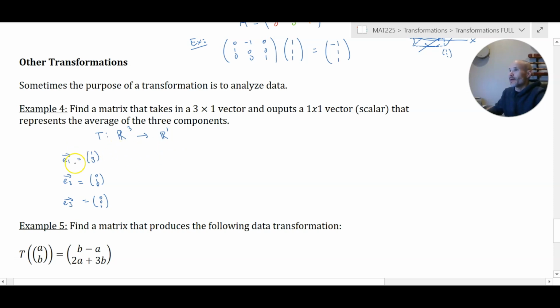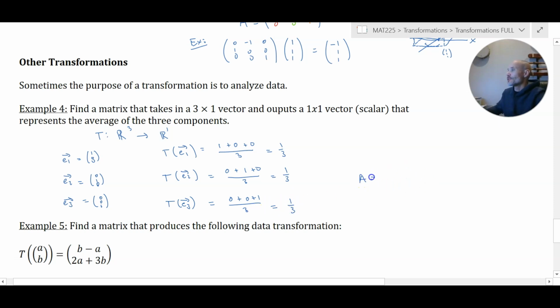Now we have to think about what these become under the transformation. If you transform E1, what are you doing to it? Well, you're producing the average of the 3 components. So the average of 1, 0, 0 would be 1 plus 0 plus 0 over 3, which is 1/3. Now, to do E2, believe it or not, it's still going to be the same answer. It's just going to be 0 plus 1 plus 0 over 3, which also gives us 1/3. And finally, transformation of E3 gives us 0 plus 0 plus 1 over 3, which once again is 1/3.